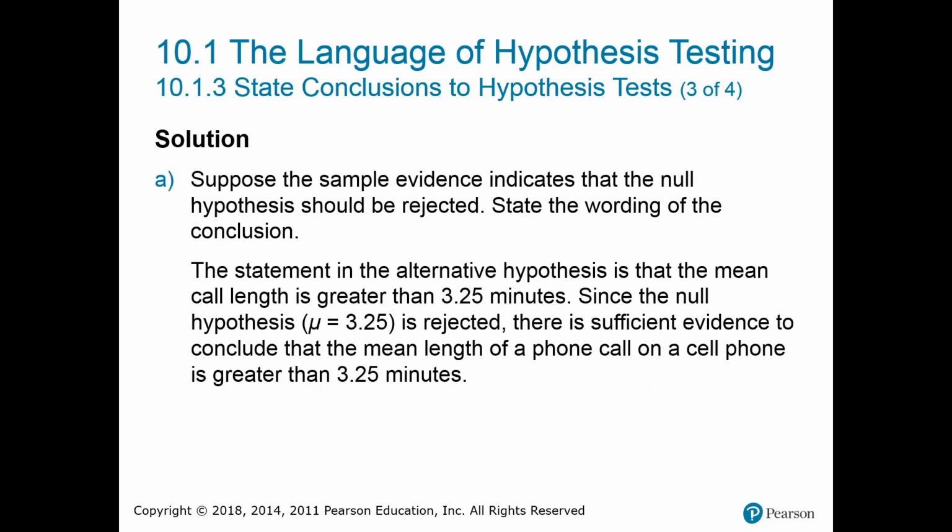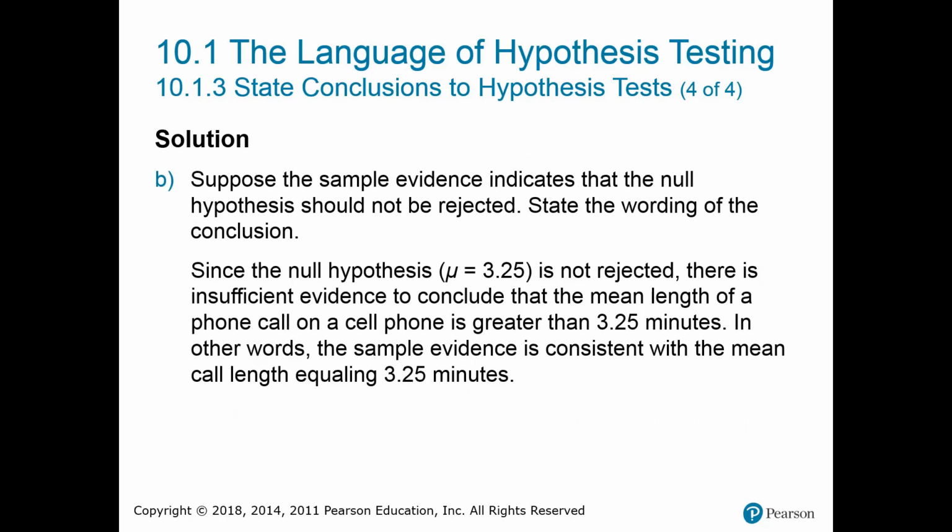For A, supposing the sample evidence indicates that the null hypothesis should be rejected. The statement in the alternative hypothesis is that the mean call length is greater than 3.25 minutes. Since the null hypothesis is rejected, there is sufficient evidence to conclude that the mean length of a phone call on a cell phone is greater than 3.25 minutes. This would be correct wording for that.